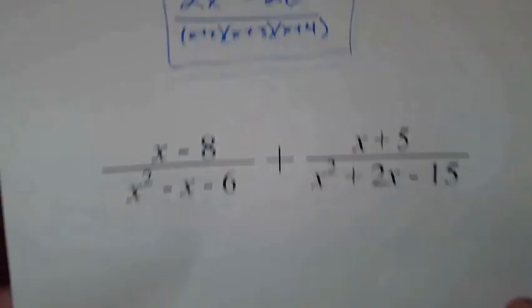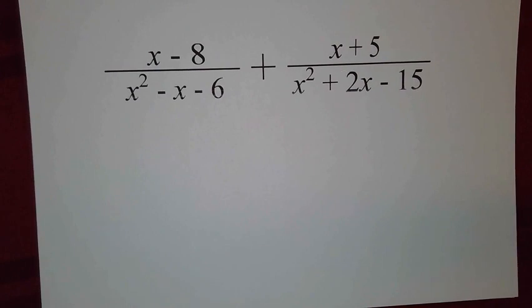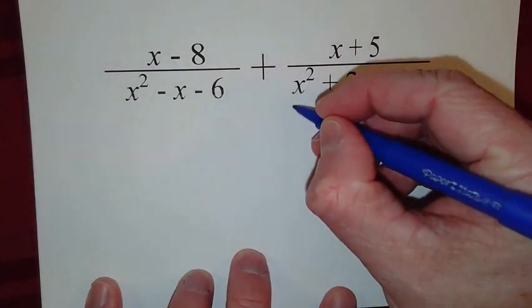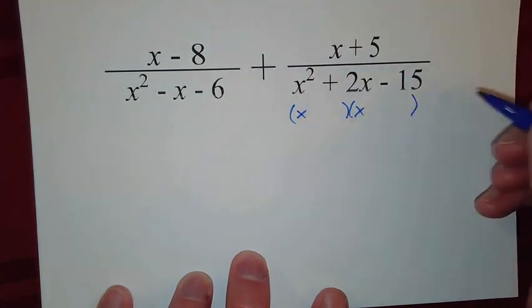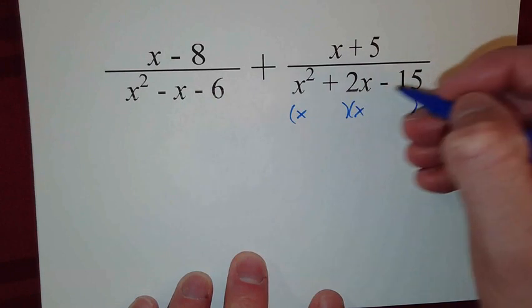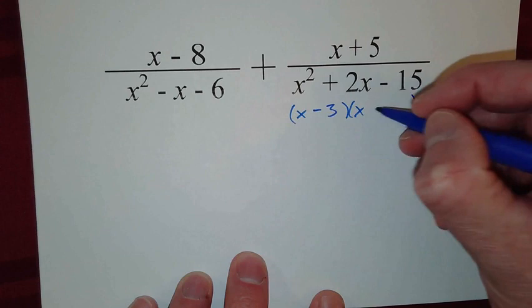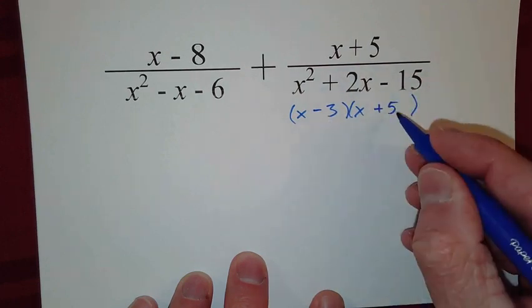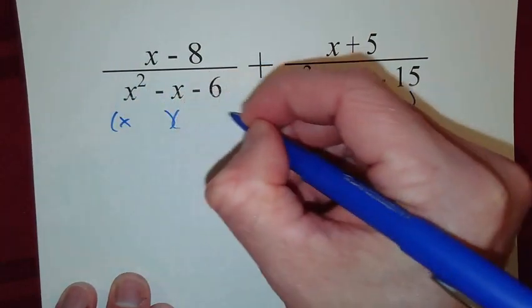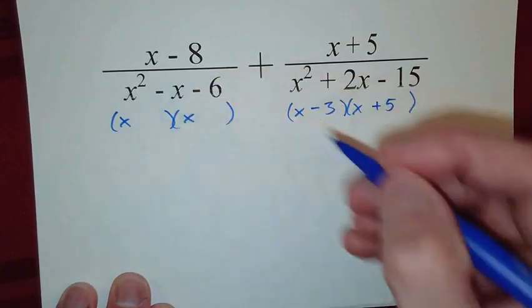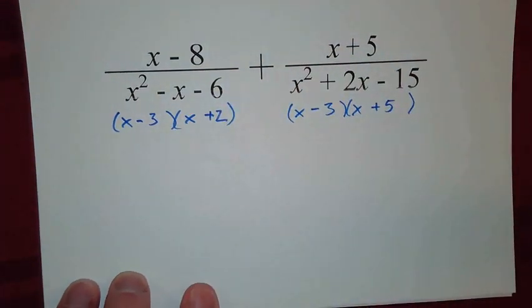And then one last question with pretty much the same feel. You're hopefully getting an idea. We've seen a couple different ways these problems work out, but they all start the same. Let's factor those denominators. Sum of 2, product of negative 15. We must be looking at minus 3 plus 5. Does that work? 5 minus 3. Yep, looks good. And then product of negative 6, sum of negative 1. We must be looking at minus 3 plus 2.